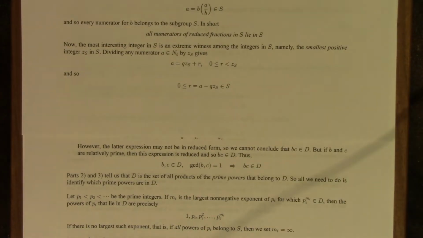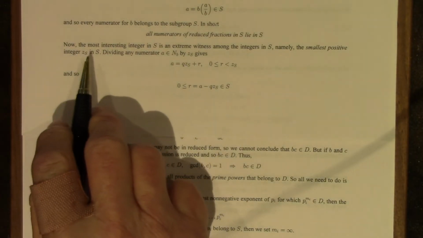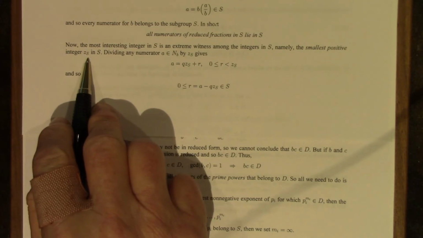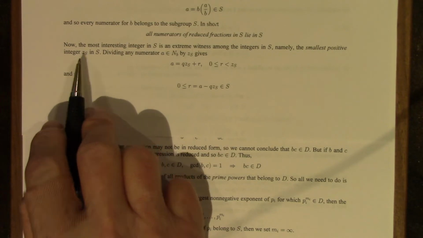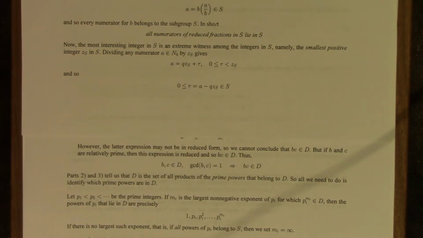The most interesting integer in S, we know that there are some integers because the numerators are integers, is an extreme witness among the integers in S. And in this case, that will be the smallest positive integer in S, which I'll denote by Z sub S. That doesn't depend on any numerators or denominators, it just depends on the subgroup S. You look around S, you find the smallest positive integer.